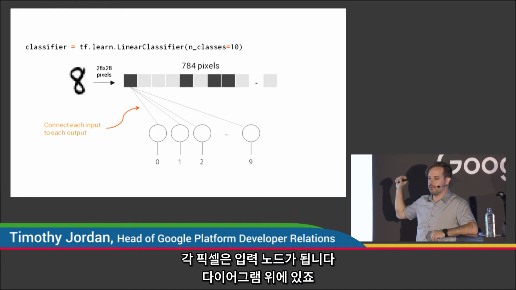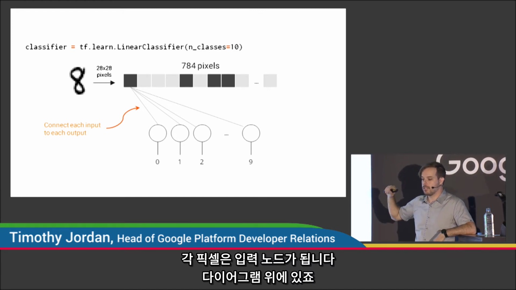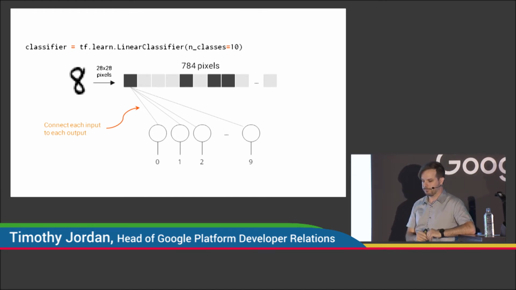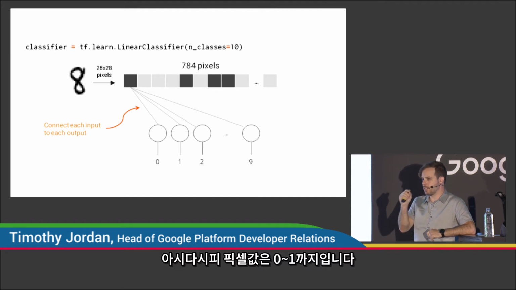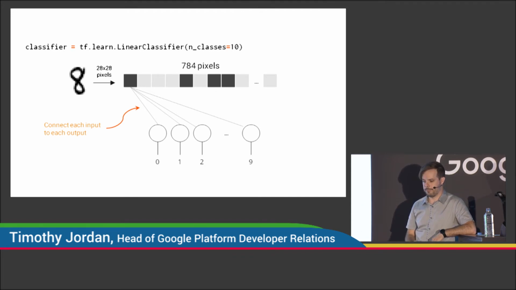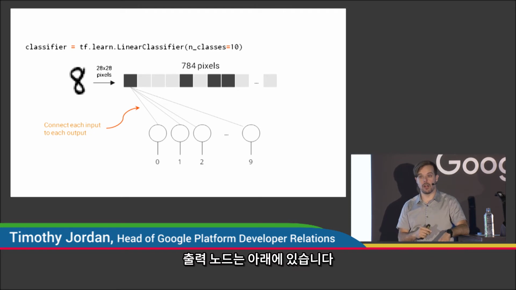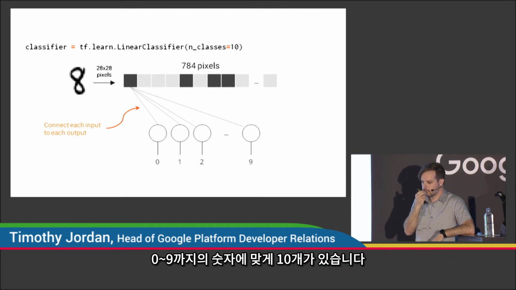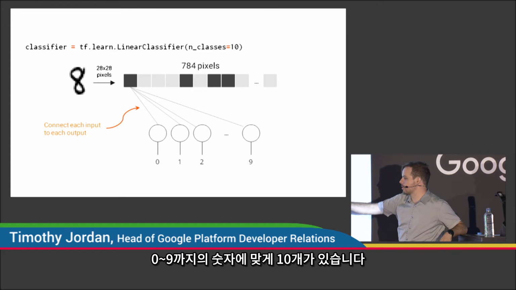Now, each pixel becomes an input node, which you see on the top of the diagram there. Now, remember, the pixel values range between 0 and 1. Now, the output nodes are on the bottom. We have 10 of them, one for each type of digit, 0 through 9.